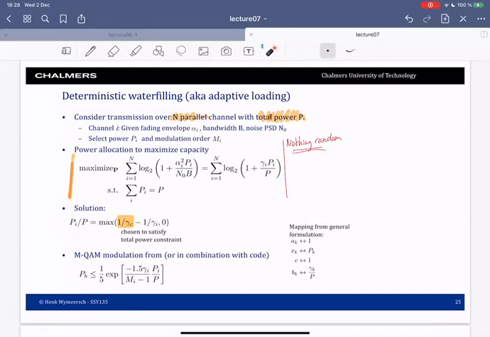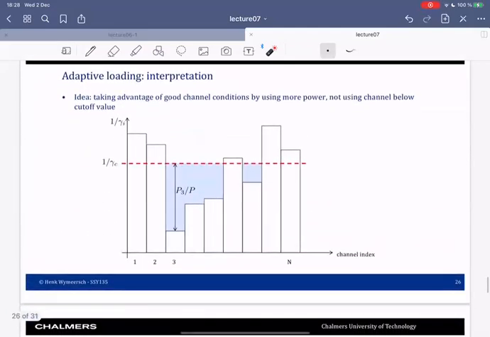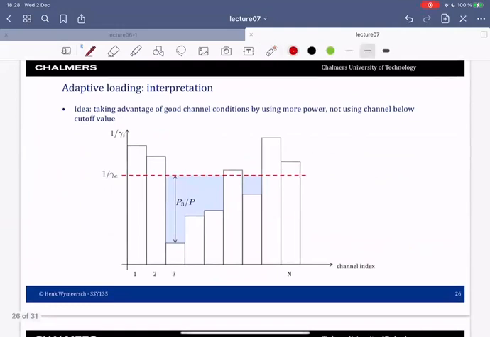And now this also has this interpretation of water filling, which is what we have here. Now on the x-axis, instead of having SNR, we have the channel indices. So channels are just from 1 to n. On the y-axis, we have a measure of SNR, 1 over SNR. This means that the good channels are here and the bad channels are here. Then we have this cutoff value 1 over gamma_c. The power that we allocate is given by this difference between these two values. So the power we allocate is P times this difference of these two values.